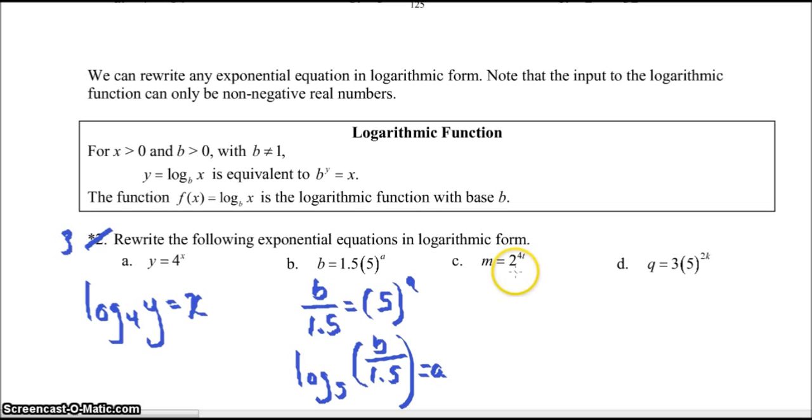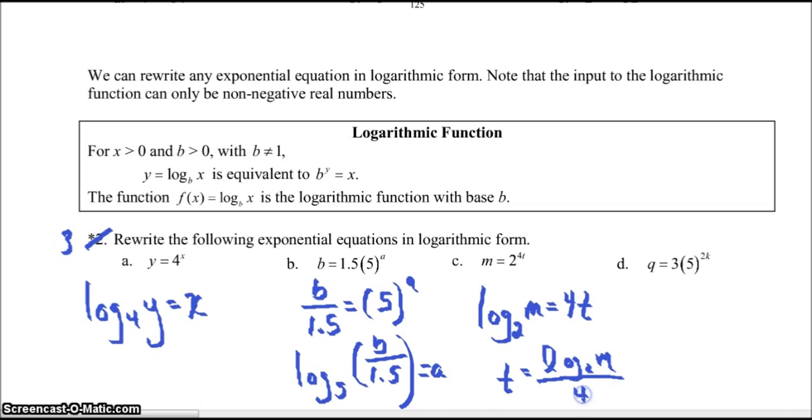Let's see, this one's kind of interesting. Log base 2 of m equals 4t. If you wanted to solve for t, you could, and just divide by 4. Log base 2 of m divided by 4.